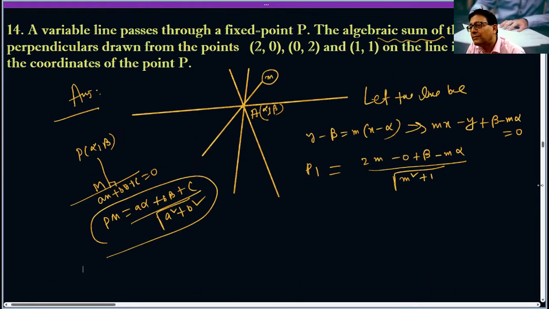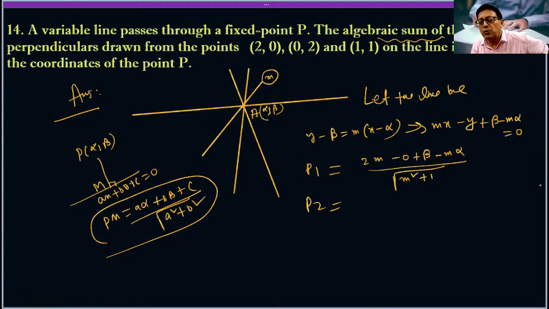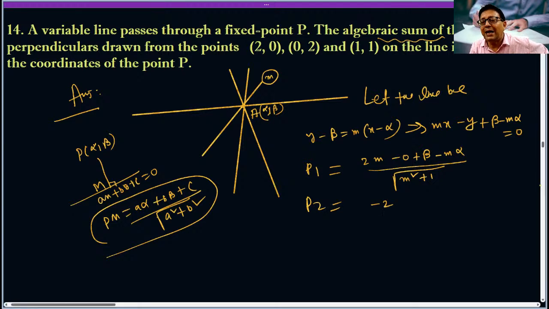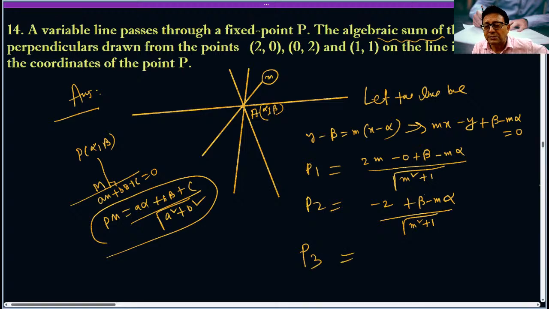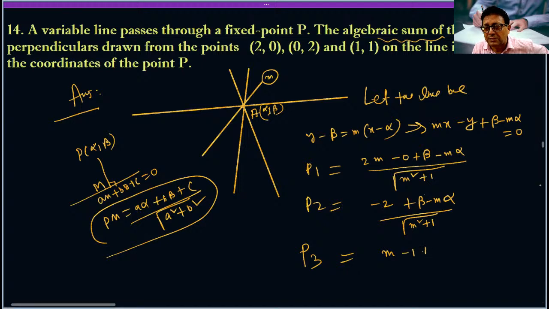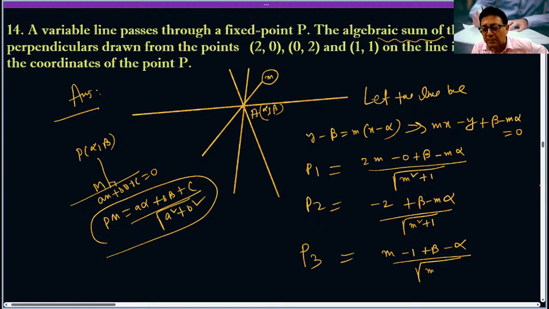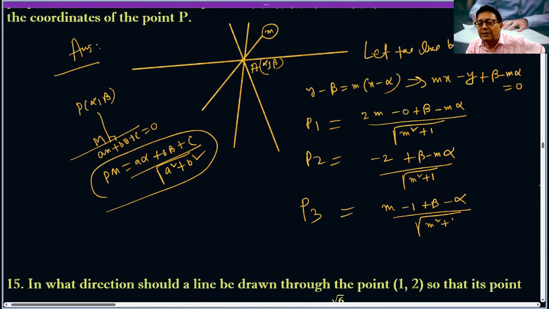So we got P1. What is P2? The distance from (0, 2). They said algebraic sum, so don't change anything, okay? Don't put the mod sign also. Keep it as it is. And P3, the distance from (1, 1). Check, check, check. Correct or wrong?